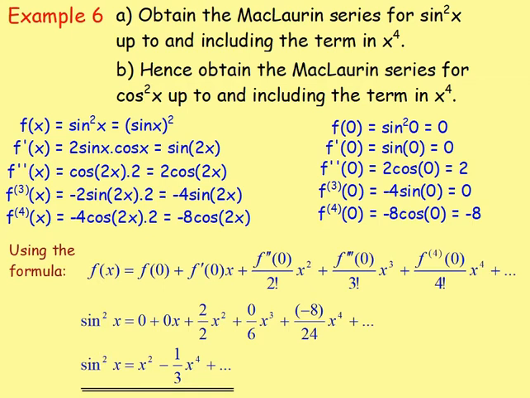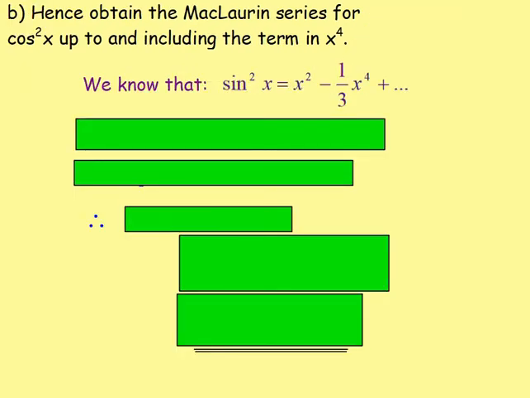Part B. Hence, obtain the Maclaurin series for cos squared x up to and including the term in x to the power of 4. Once again, because this is a part B, we are going to have to use our answer from part A. So in part A, this is what we worked out. How can we use that to find the Maclaurin series for cos squared x? Does anybody know what you would do? David, what do you think?